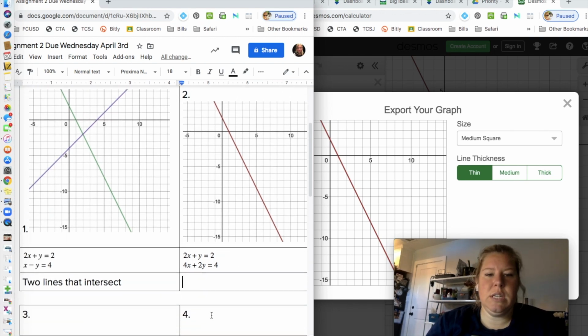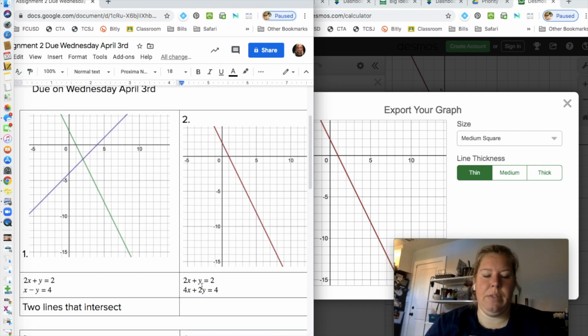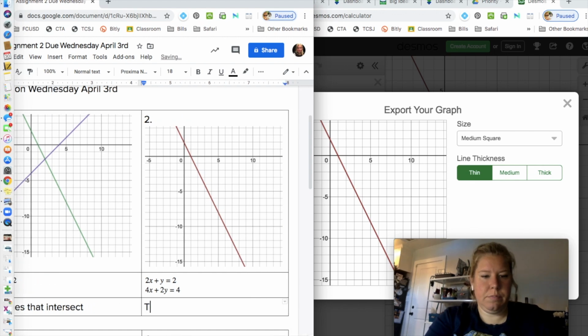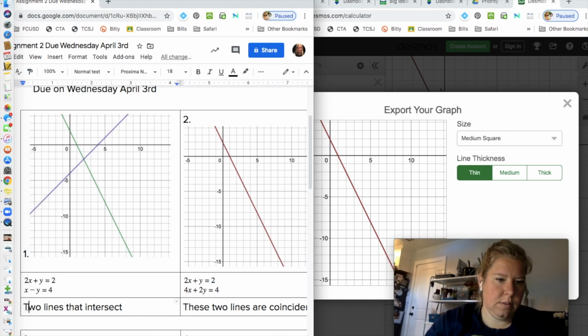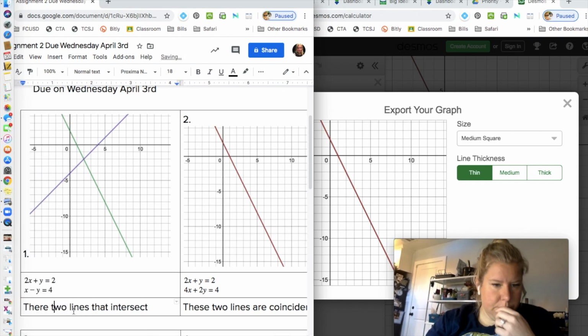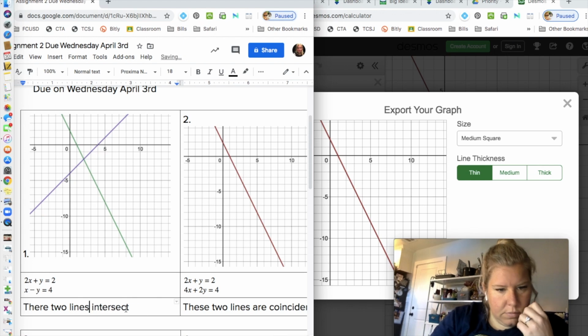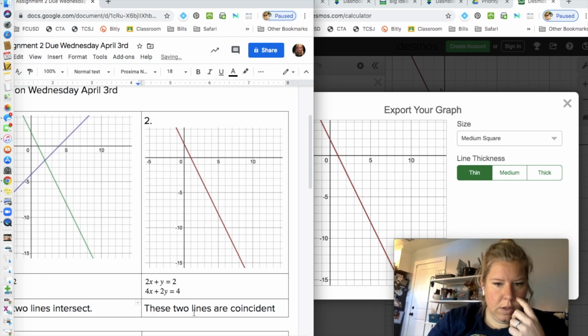Now, also the reason we're using Desmos for this isn't y equals mx plus b form. This is standard form, a little bit harder to graph. So just want to put that out there. So these two lines are coincident. Probably should make it a full and complete sentence, because, you know, English is important.